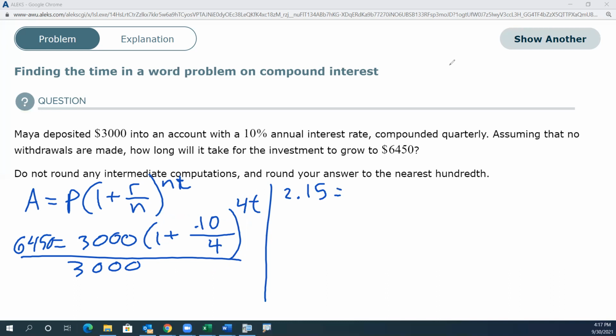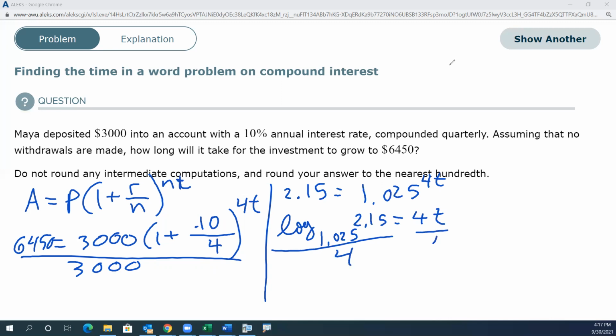Let's see, what's 0.1 divided by 4? Okay, and then inside the parentheses, that tidies up to 1.025. Okay, now it's in exponential form, and I can convert to log form. So log base 1.025 of 2.15 equals 4t. Divide both sides by 4. And let's see, nearest hundredths.